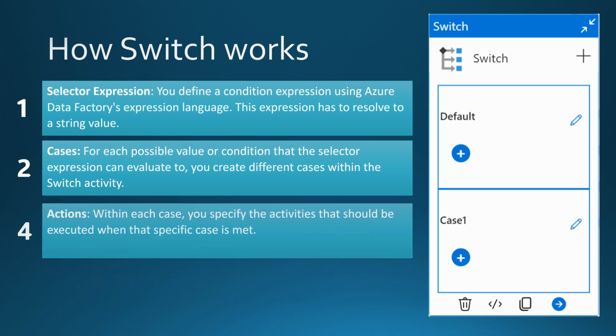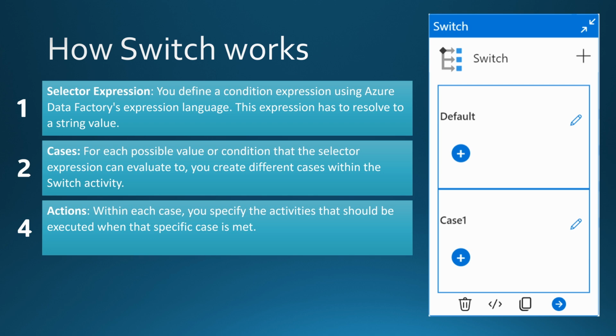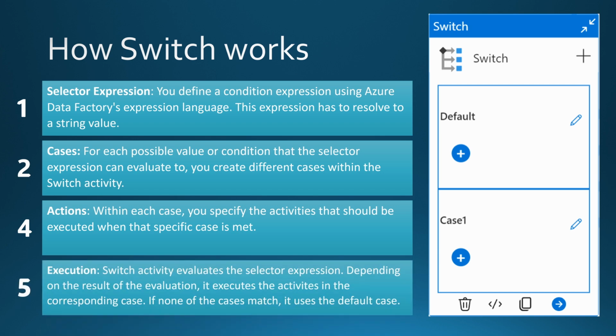Then we define some actions to these cases. Like with the if condition, we add some activities inside those case blocks. And the activities are executed when the specific case is met. Finally, when the pipeline is being executed, the switch activity will first evaluate the selector expression. Depending on the result of the evaluation, it executes the activities in the corresponding case. If none of those cases match, it uses the default case.